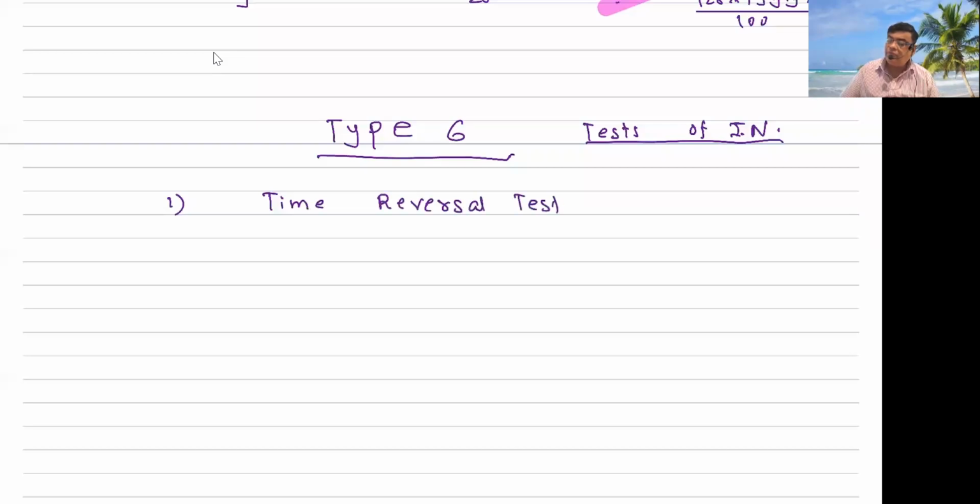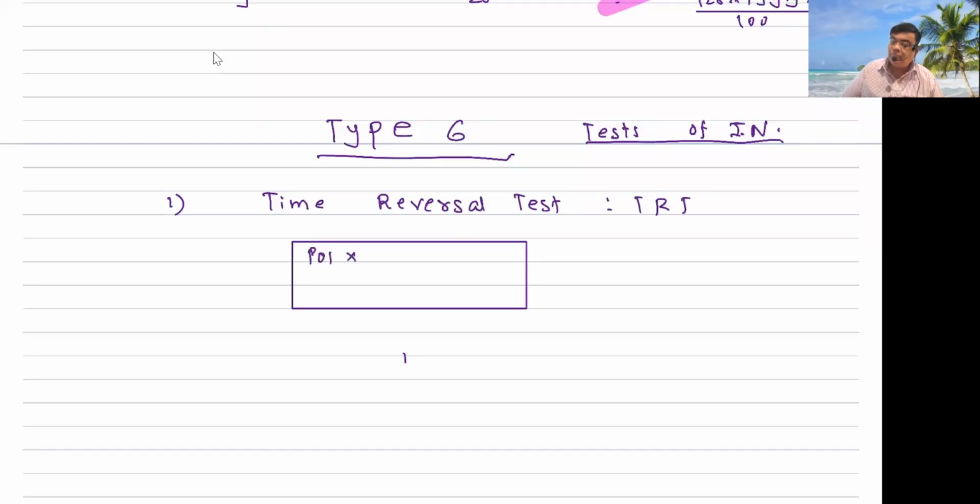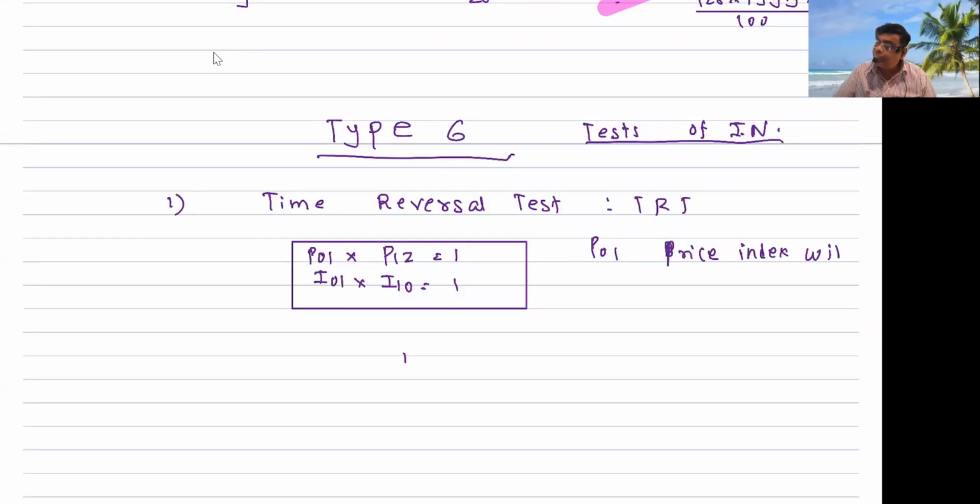Time reversal test, and the abbreviation suppose is TRT. Tell me what is the statement in formula. In the symbols, what is the formula? That is P01 into P10 is 1, or I01 into I10 is 1, where P01 is a price index with 0 base and 1 current.